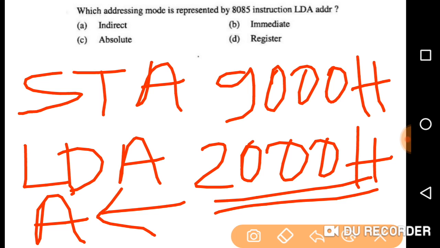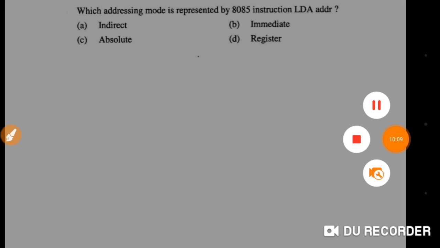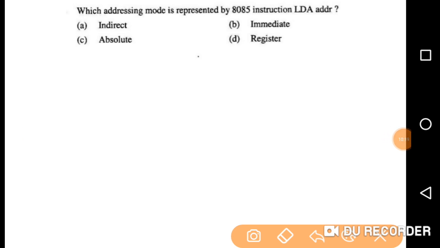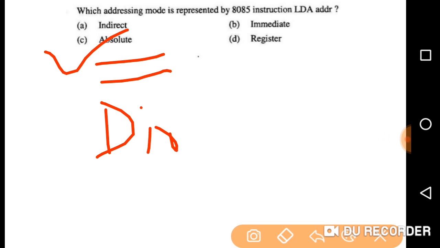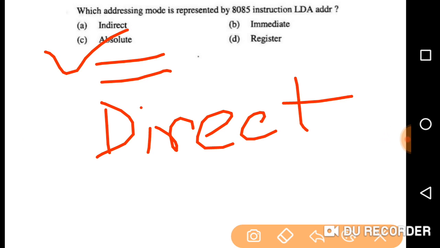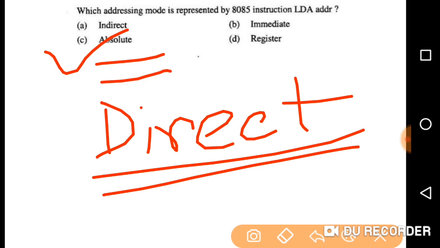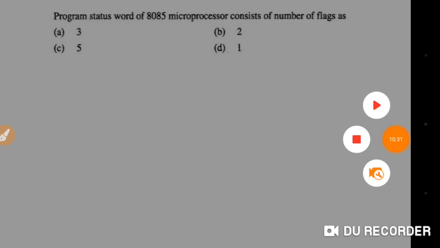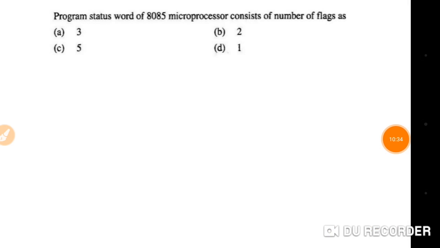Okay. So the correct answer of this question is absolute. So the answer is absolute. Remember this, absolute and direct, both are the same. Let's discuss the next question.